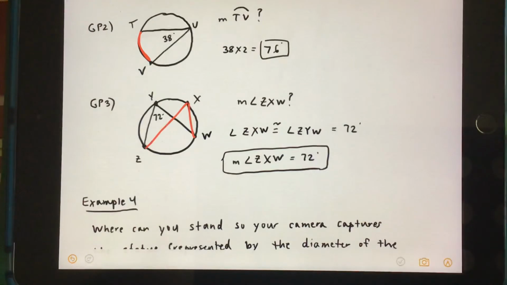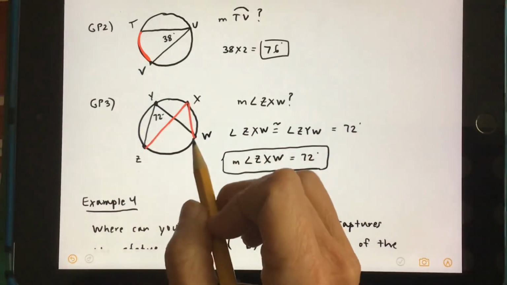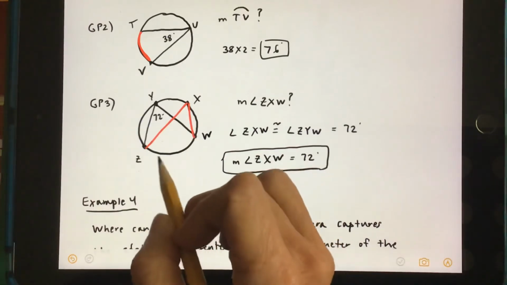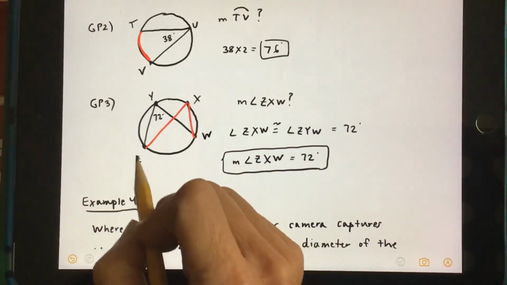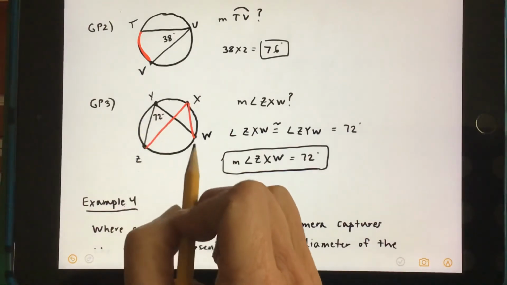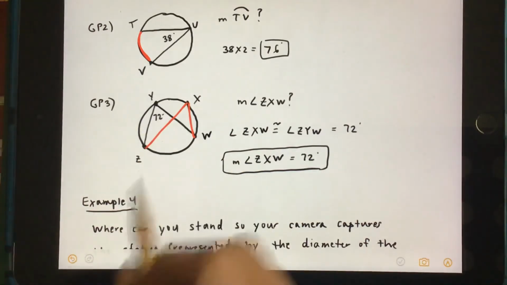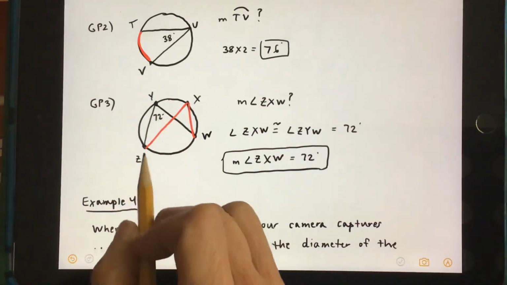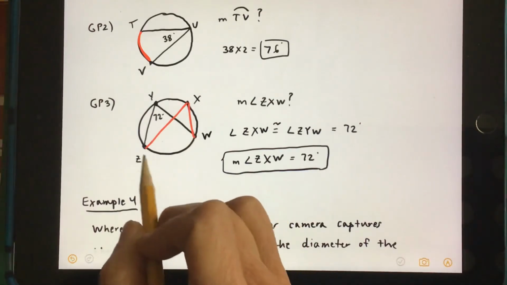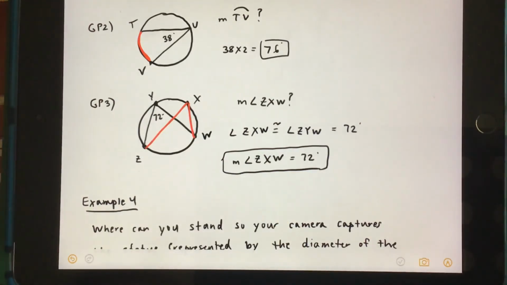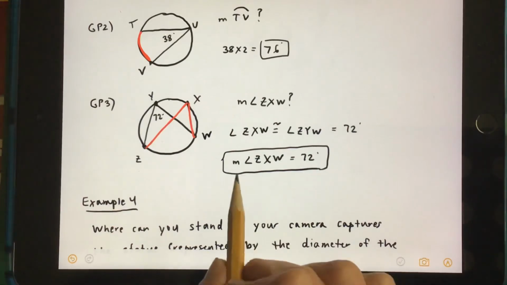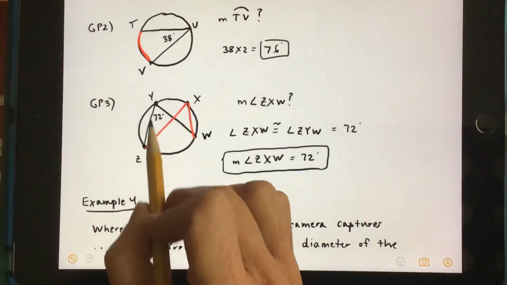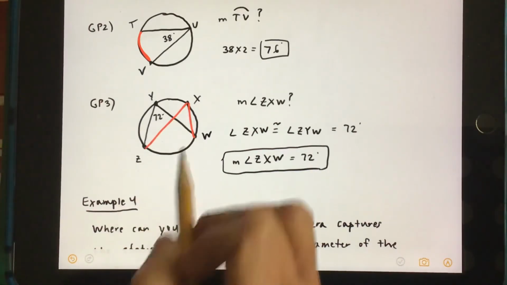Okay. Well, to figure out the measurement ZXW, we're going to notice that it intercepts this arc ZW. There's another angle that also intercepts this arc ZW, and that is ZYW, which is marked as 72 degrees. Since both angles ZXW and ZYW intercept this arc ZW, they'll have the same measurement. So with no calculating, we can with assurance say the measurement of ZXW must be 72 degrees. These two angles will be the same because they both intercept this arc ZW.